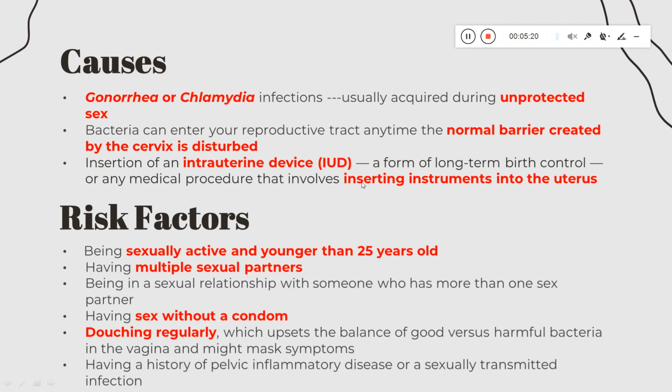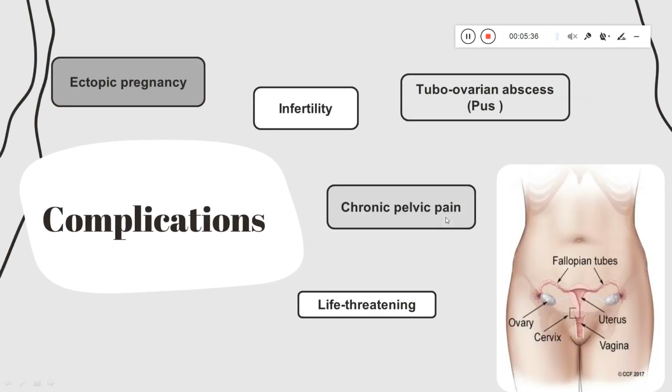Other risk factors may be becoming sexually active at younger ages, having multiple sexual partners, or being in contact with a person who has multiple partners. In this way, risk factors can be these, and douching, as I told you. These are the few reasons and risk factors which are leading to this complication.